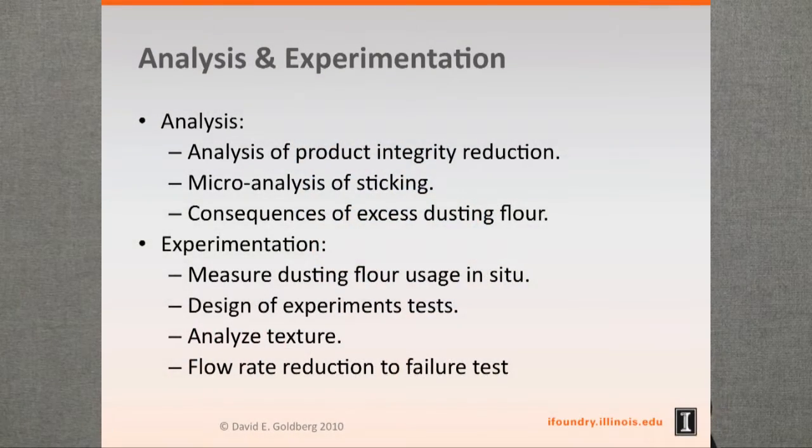So in the tortilla problem, there were really two parts. There was sort of an analysis part and an experimentation part. So that's kind of a methodological decomposition. And in each part, that was decomposed further. In the tortilla project, there was an analysis of product integrity reduction. That is, as the tortillas stuck, would they become elongated? There was a micro-analysis of sticking. So looking at the different places in the line where tortillas could stick.